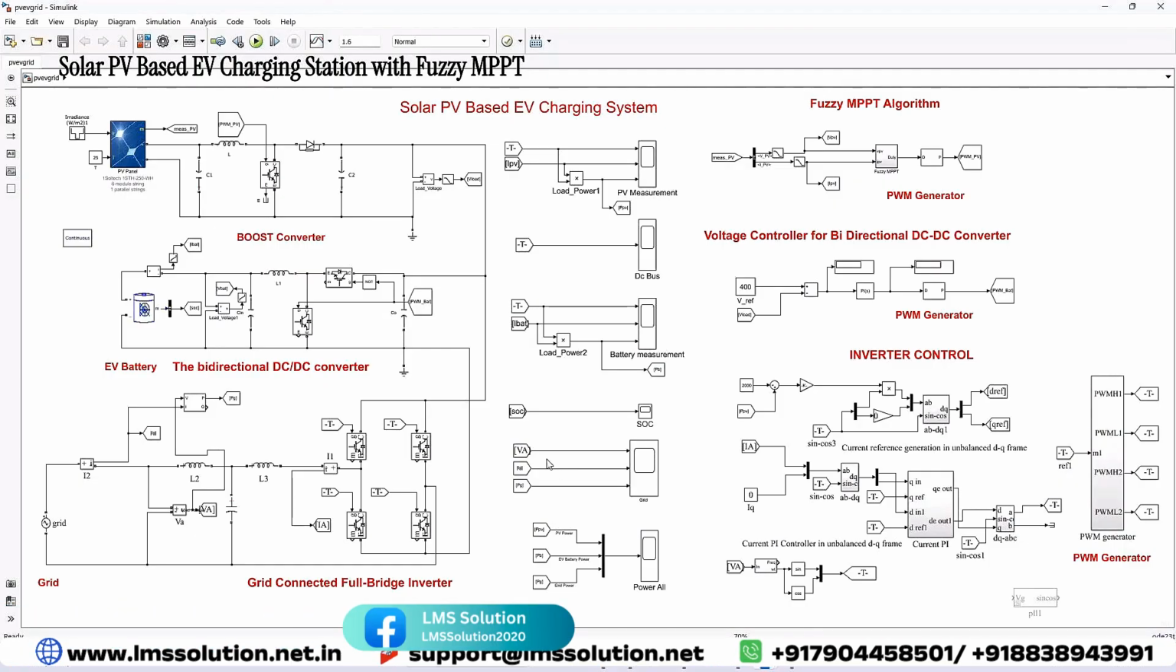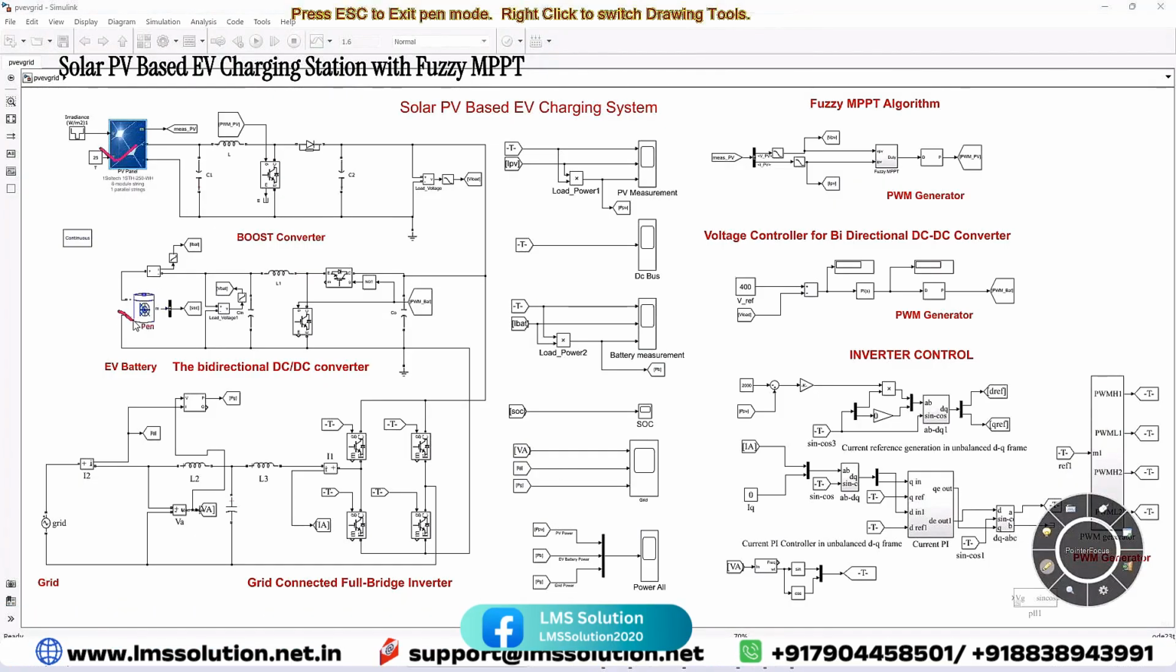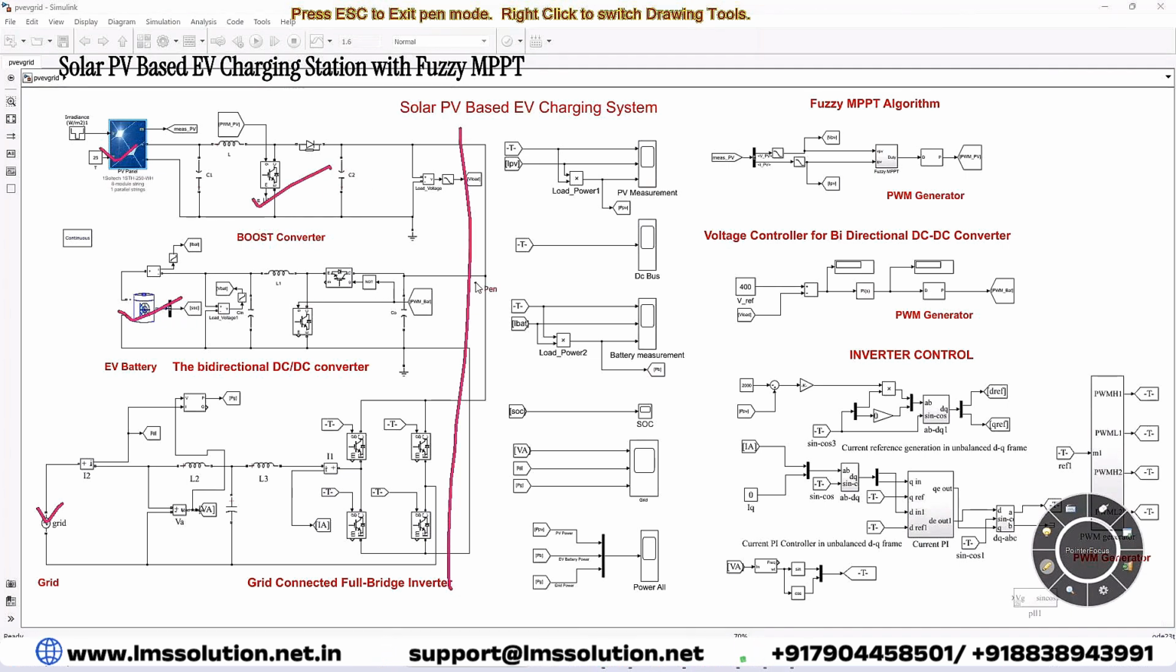This model consists of PV, EV battery, and then grid. PV is going to be connected to the common DC bus via this boost converter. The EV battery is going to be connected to the common DC bus via this converter, and the grid is going to be connected to the common DC bus via this LCL filter and converter.